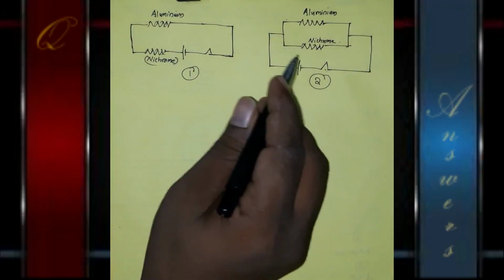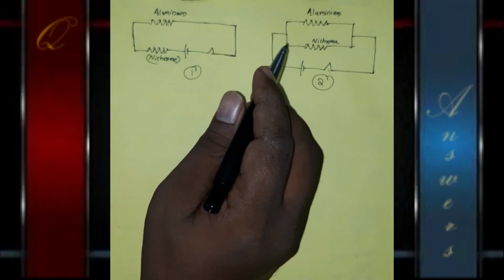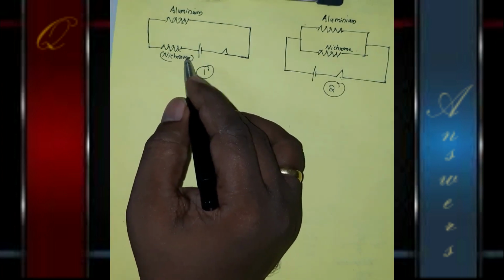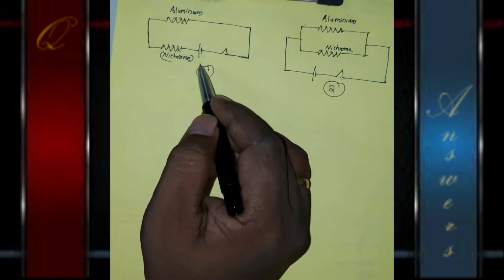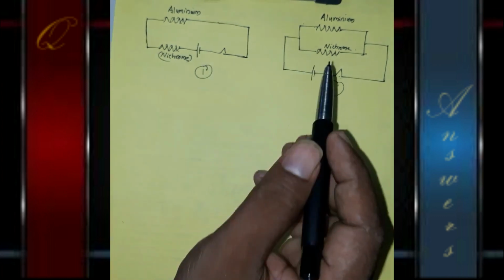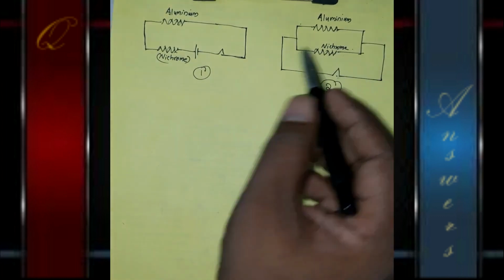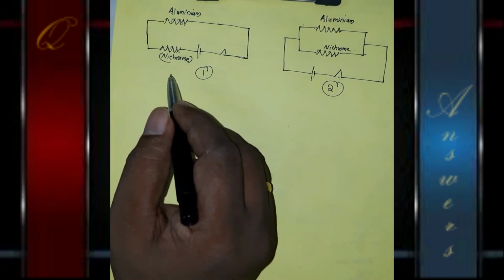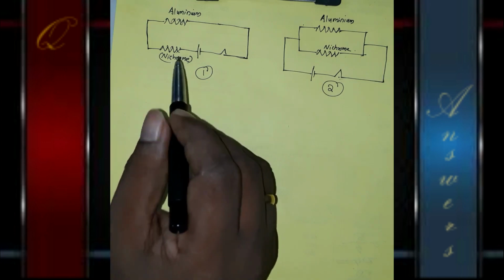So this is the circuit diagram given. You are given an aluminium and a nichrome wire connected in series in the first case, and here it is connected in parallel. Now the first question is, in which circuit are the currents through aluminium and nichrome the same?